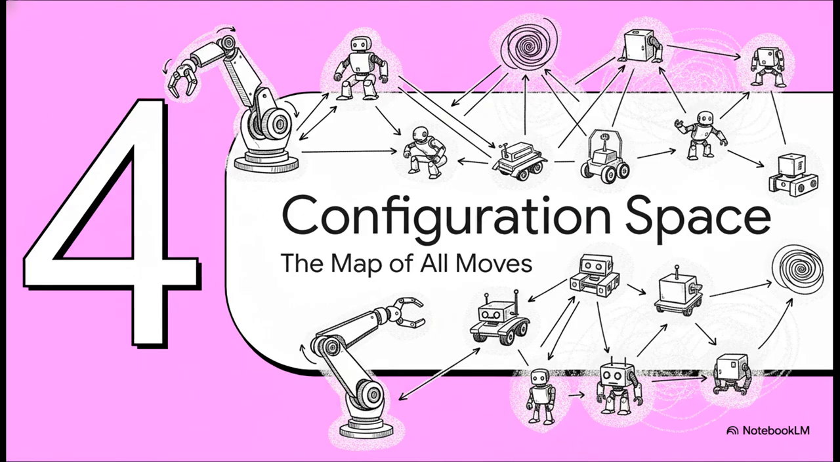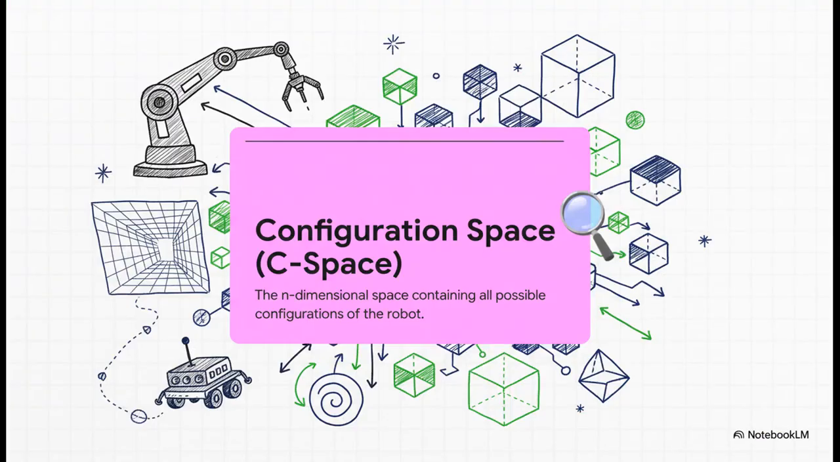With these building blocks, we can finally draw a complete map of every single possible pose a robot can get into. And this map has a very cool name, configuration space. A robot's configuration space, or C-space for short, is this abstract space where every single point on it corresponds to one unique configuration of the robot. So if your robot has, say, n degrees of freedom, its C-space is an n-dimensional map. And when you move the robot, you're basically just tracing a path on this map.